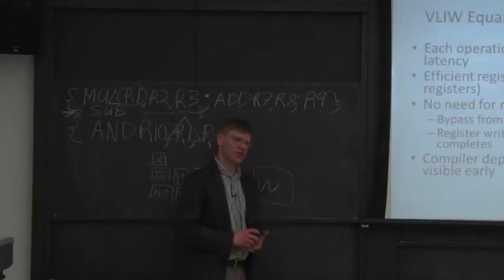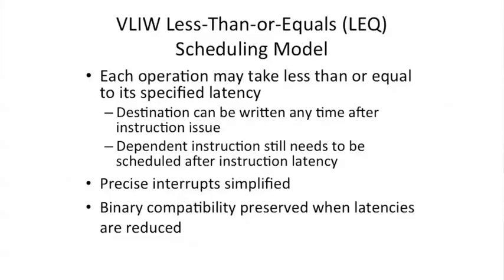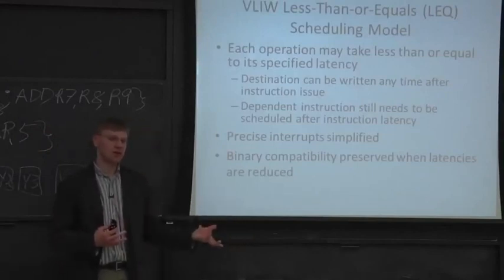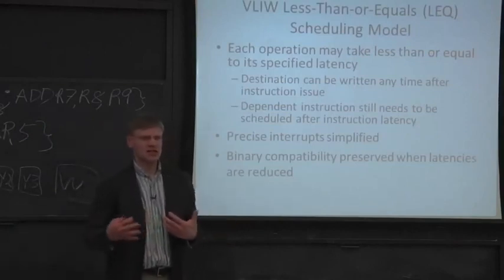That's sort of the first case. Now let's look at a little bit more forgiving case. We'll call it the less than or equals model, or LEQ scheduling model. So here, in this model, a register value is allowed to become valid with the new register value any time between when it issues and the scheduling latency. So what this means is the compiler still can't schedule an instruction early. So it can't go and try to read the value early, but you're guaranteed not to have a problem when there's an interrupt if, let's say, you come back and you filled in the right value. So the compiler sort of schedules around this and knows not to schedule something too early.